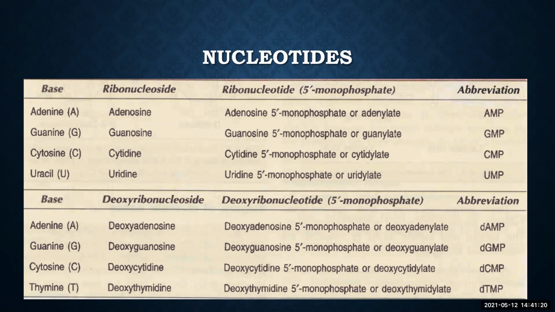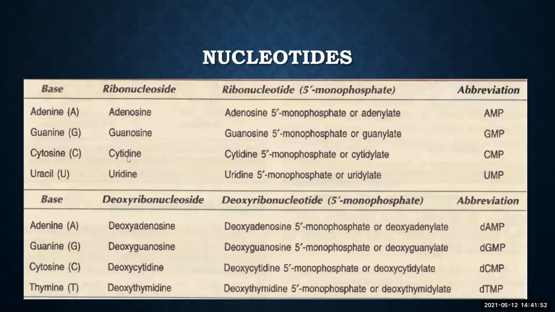Within a ribonucleotide, no prefix is added because the sugar is ribose. The suffix is added as -sine because the nitrogenous base is a purine, and it has only one phosphate group. So the name of that ribonucleotide will be adenosine monophosphate. Similarly, guanine becomes guanosine monophosphate.